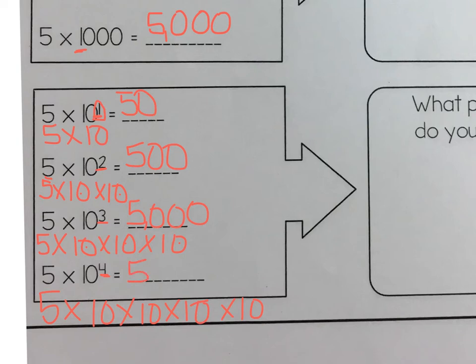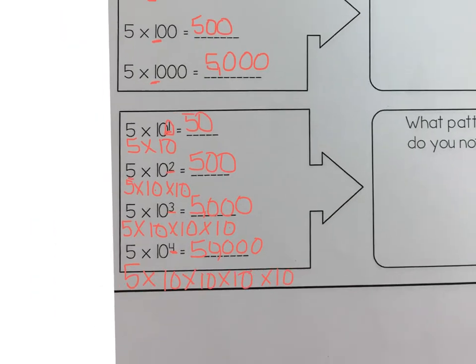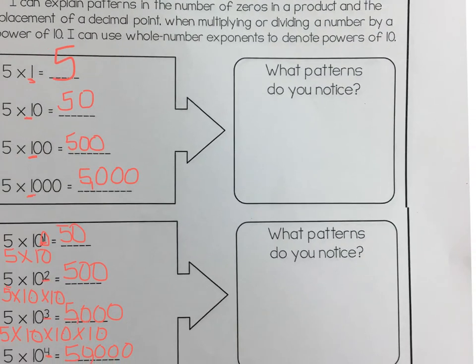How many zeros do I have? 4. I have 1, 2, 3, 4 zeros, and that's going to be 50,000. All right, so now at your table, it says, what pattern do you notice? I want you to look at this top box first and tell me, what pattern do you notice?